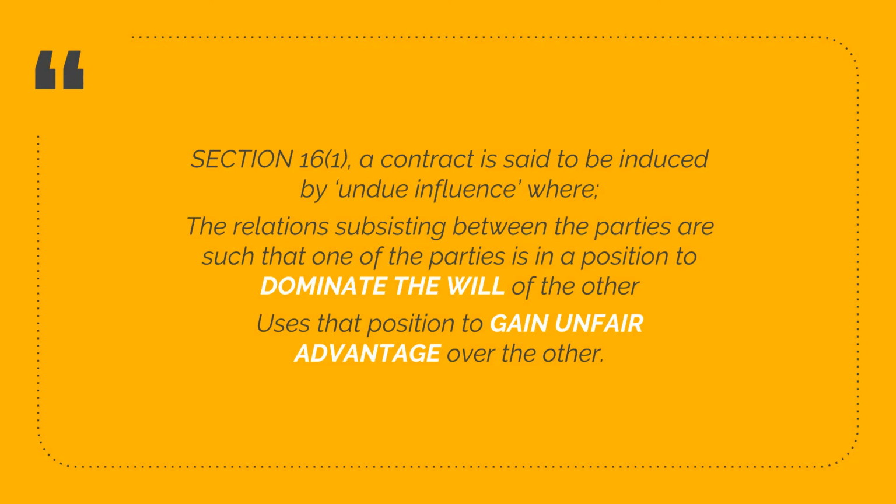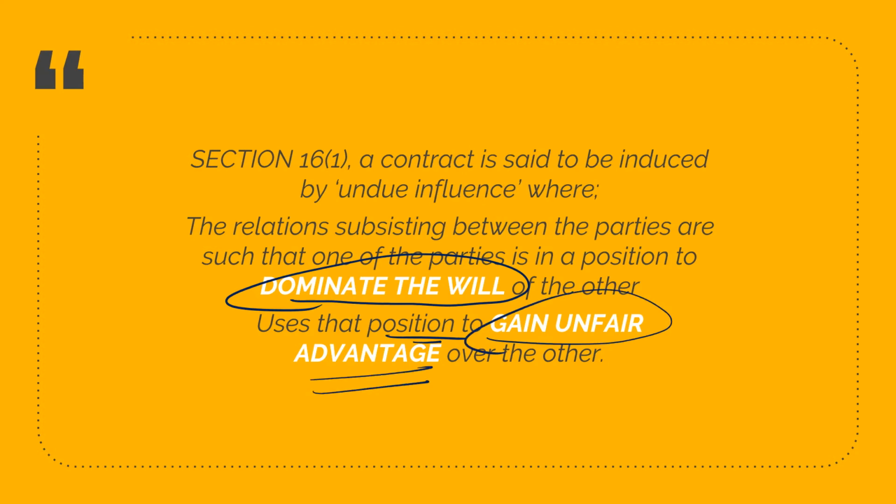Section 16, subsection 1 stated a contract is said to be induced by undue influence where the relations subsisting between the parties are such that one party is in a position to dominate the will of the other, and that party uses that position in order to gain unfair advantage over the other.